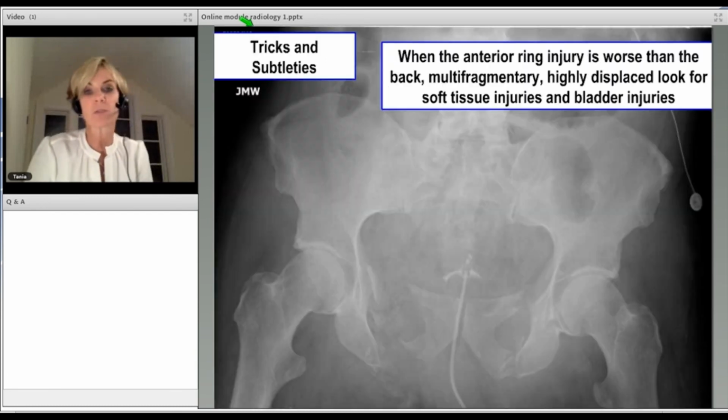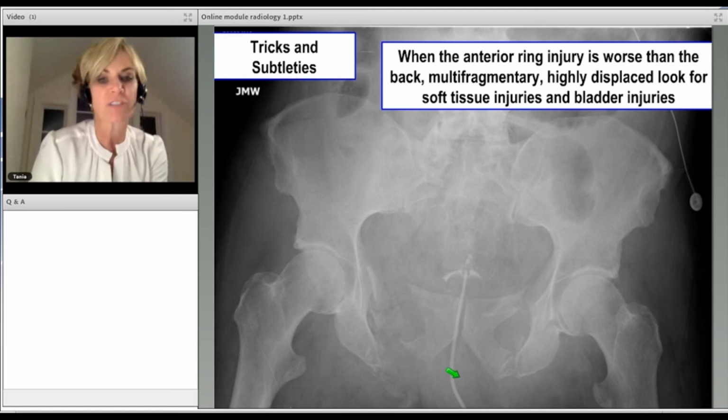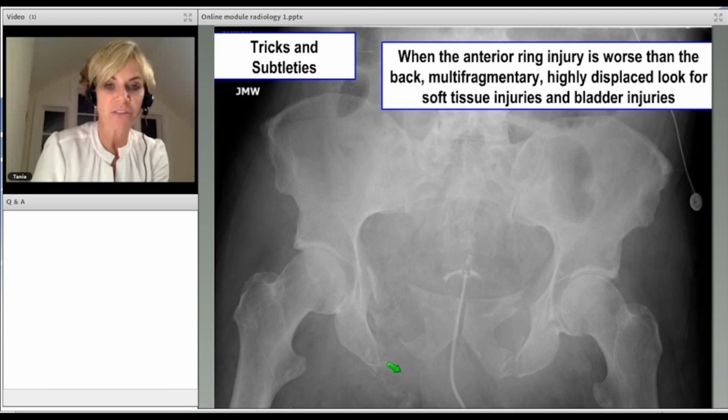Tricks and subtleties: when the anterior ring injury is worse than the back and there's multifragmentary involvement of the anterior ring, look for soft tissue injuries in the perineum and look for bladder injuries. The soft tissues in these cases tend to be terribly disrupted.